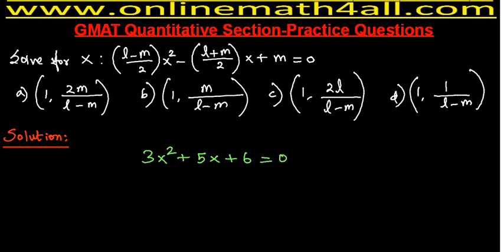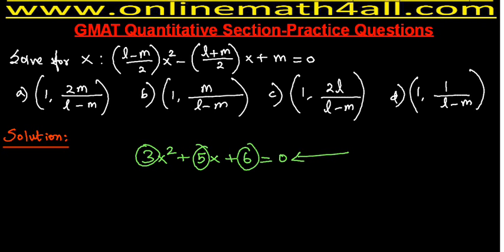But our quadratic equation is not like that, because in that equation the coefficient of x square is 3, the coefficient of x is 5, and the constant term is 6. But in our problem we don't have numbers as the coefficient of x square, the coefficient of x, or the constant term. We have L - m/2, L + m/2, and the constant term is m.